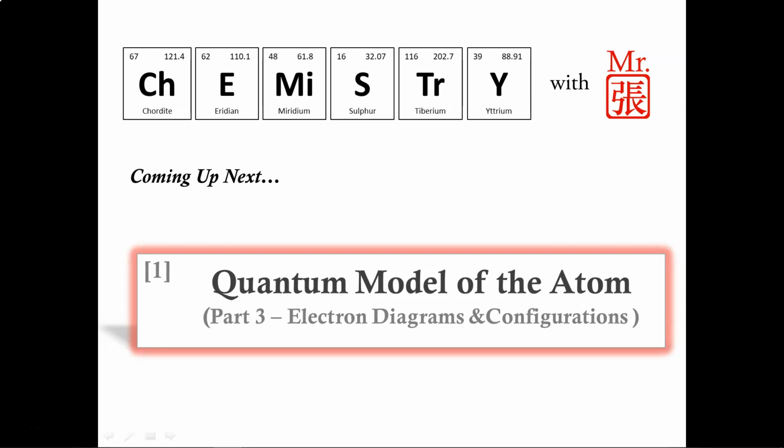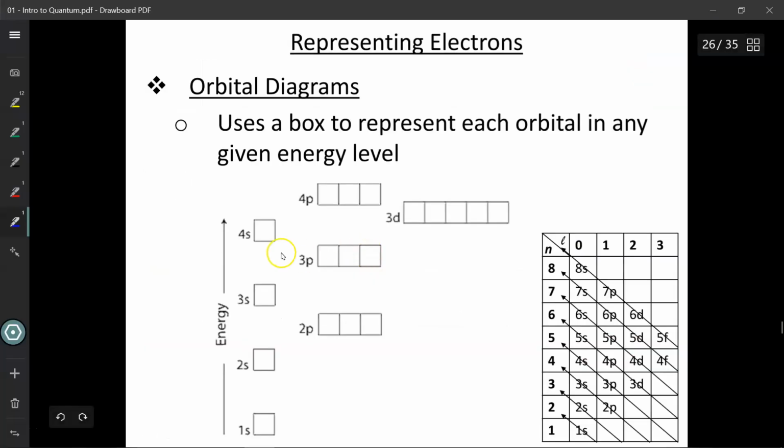In this video tutorial, we will continue our lesson introducing the quantum mechanical model of the atom. Specifically, we will discuss how electrons can be represented in diagrams and electron configurations. Now, the next thing we want to talk about is how can we represent electrons.